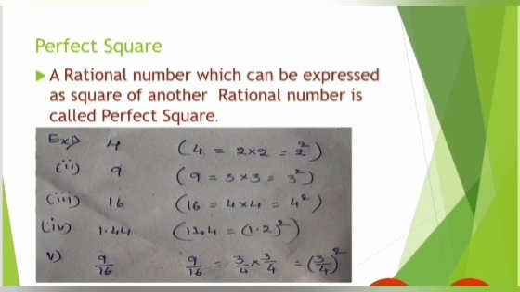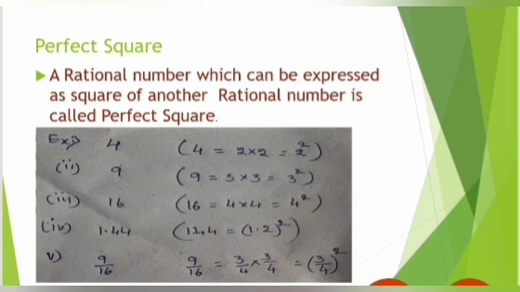Okay children, did you understand? Perfect square means a number which can be expressed as square of another number. Which another number, children? A rational number. A rational number which can be expressed as square of another rational number is called perfect square. Here 4, 9, 16, 1.44, 9 by 16, these are all rational numbers. Okay children? Okay, good.